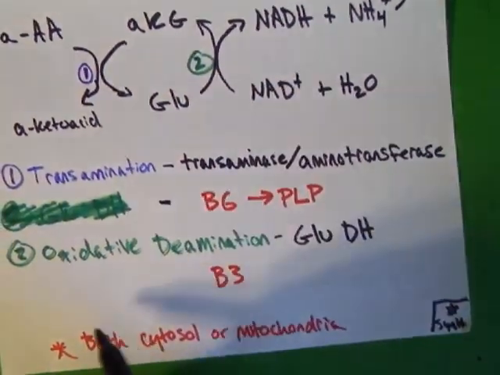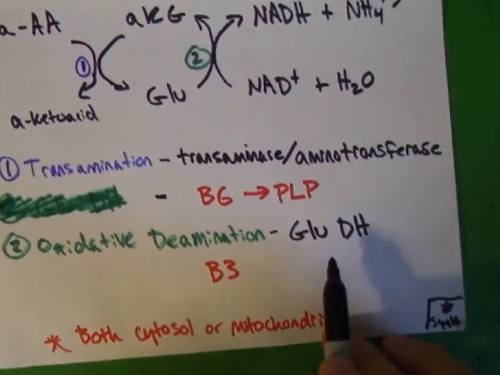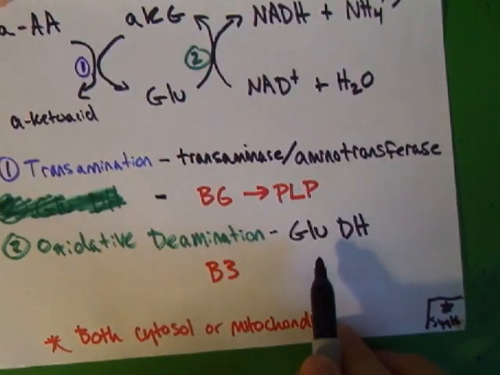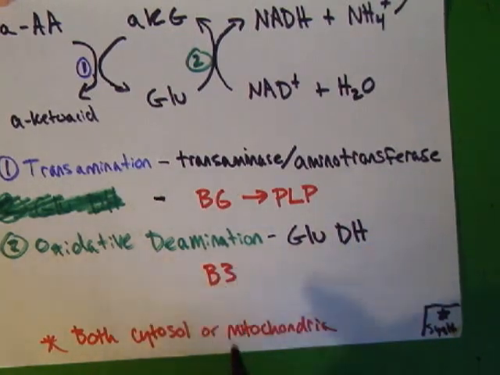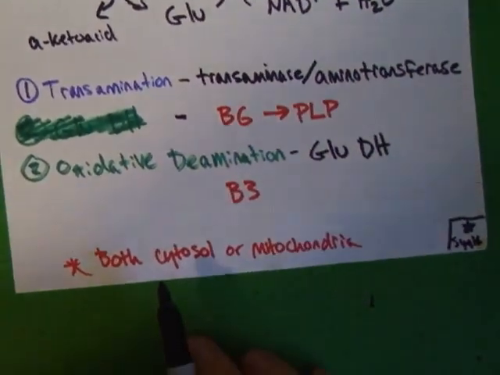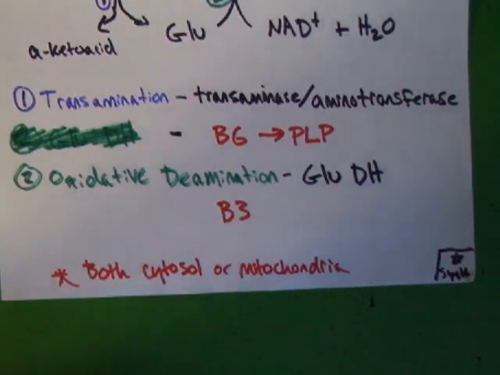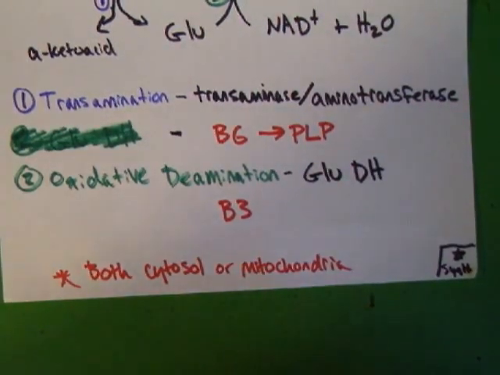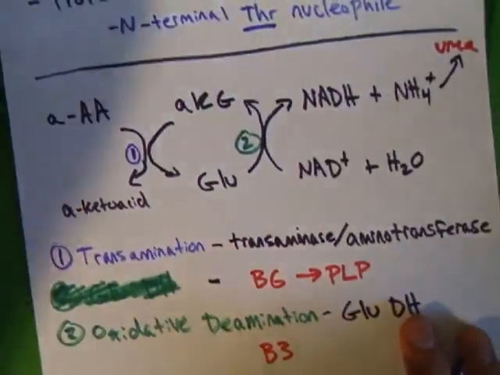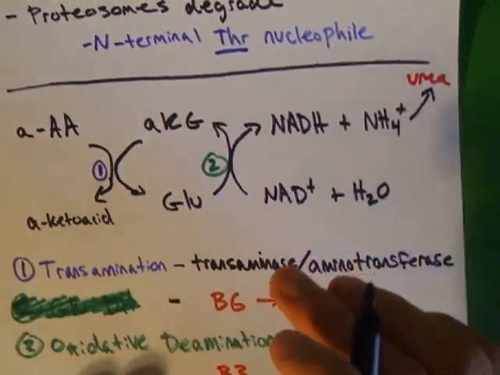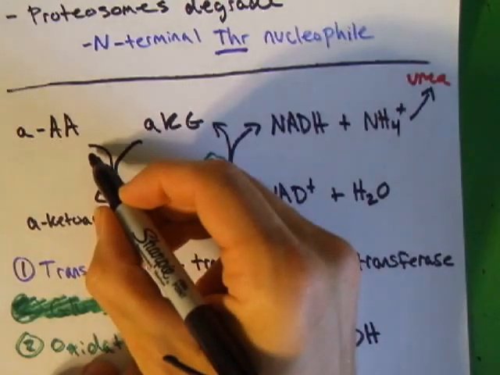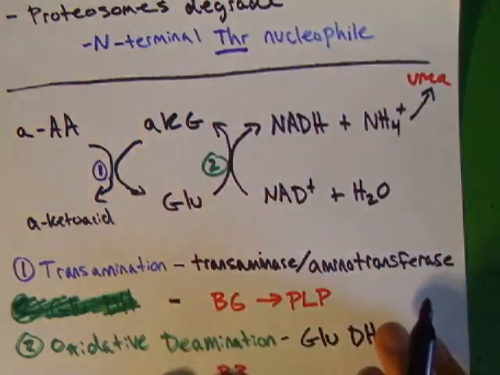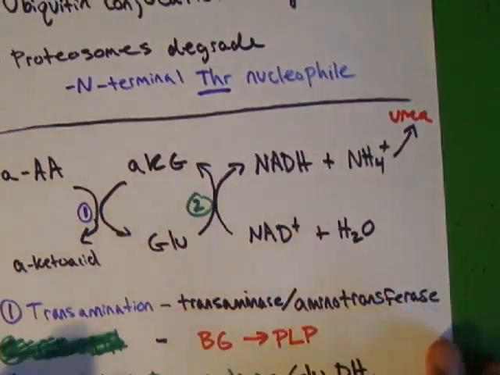The second reaction is the oxidative deamination, which is done by glutamate dehydrogenase. Dehydrogenase, niacin dependent, B3. Both of those enzymes are found in both the cytosol and the mitochondria, either or. And remember, this is reversible too, so you're going to see some synthesis of amino acids, and in that case the arrows would just be drawn the other way. So both of these reactions are totally reversible.